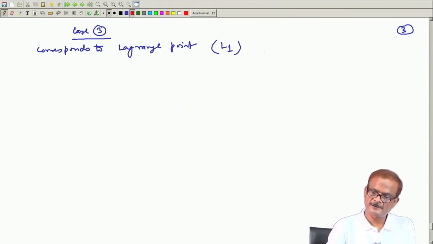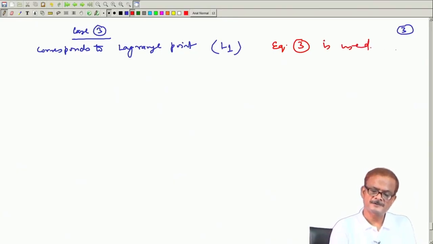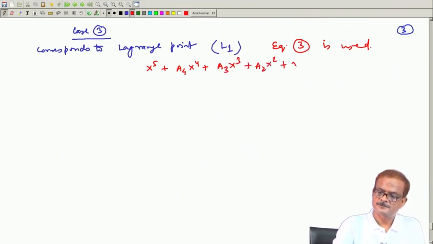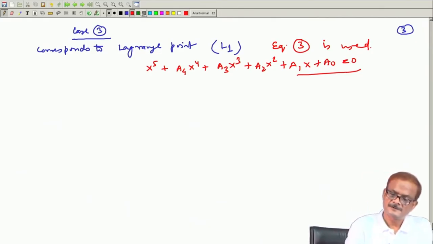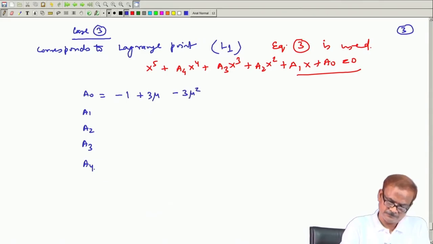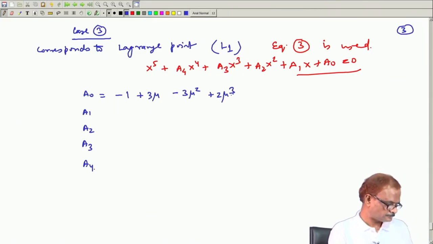And then for Lagrange point L1, equation 3 is used, and once rearranged, it will be represented in the same format: A3 x cube, A2 x square, A1 x plus A0 equal to 0. Here in this case, we list all these values A0, A1, A2, A3, A4. Once we work it out, we can check that this is the value we get here.